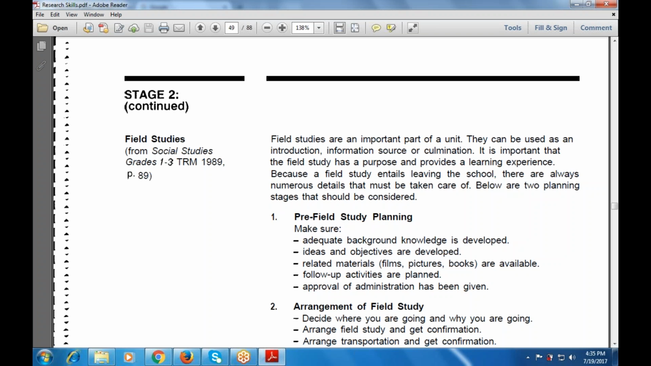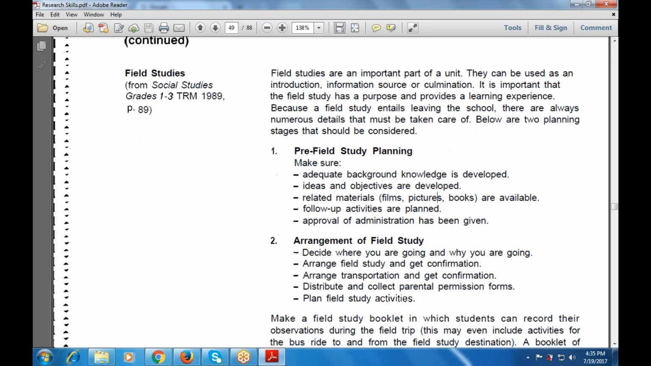Then follow-up activities are planned out. Approval of the admin has to be given, whether you have approval to take the on-site visit from the company point of view. Then arrangement of the field study. Decide where you are going and why you are going. Arrange the field study and get the confirmation. Arrange transportation and get confirmation. Distribute and collect parental permission forms, the various parental permission forms.